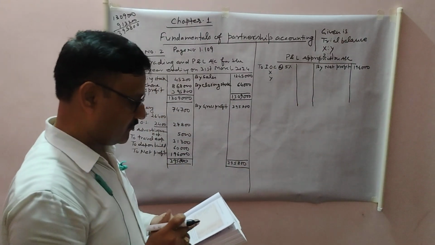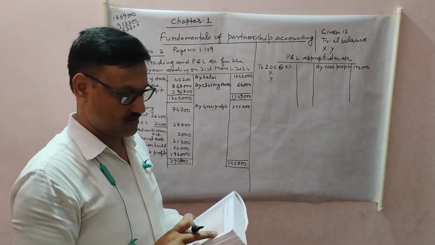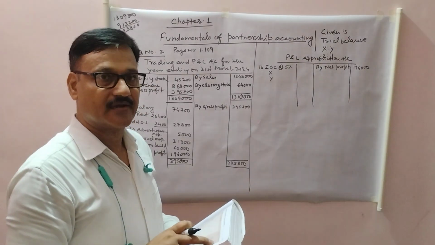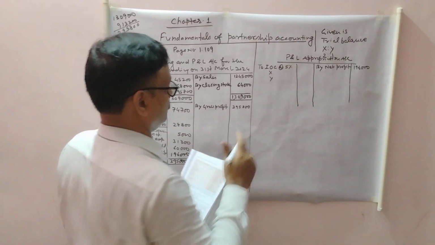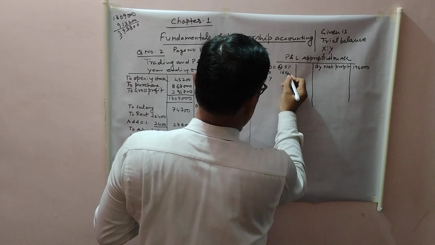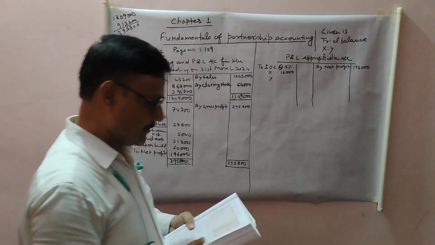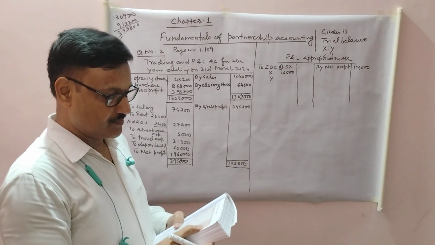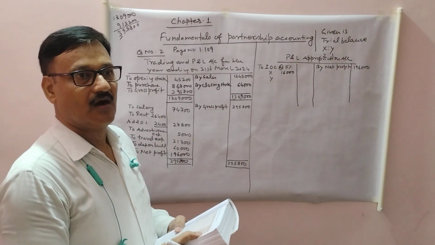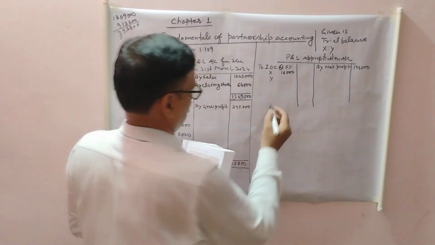What is the capital of X? 3,20,000. 10% of 3,20,000 कितना होता है? 32,000. 5% कितना होता है? 16,000. So 16,000 is payable to X. And Y की कैपिटल कितनी है? 2,40,000. 2,40,000 का 10% कितना होता है? 24,000 और 5% कितना होगा? 12,000 रुपए.